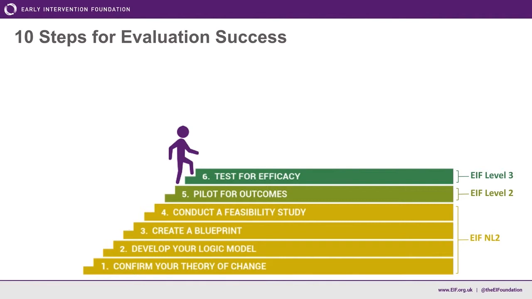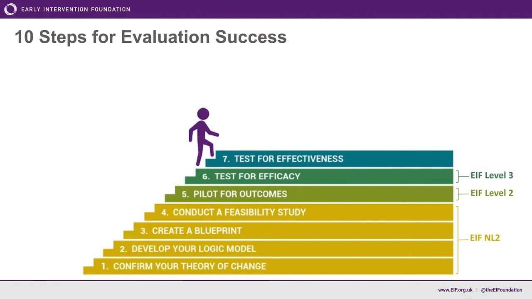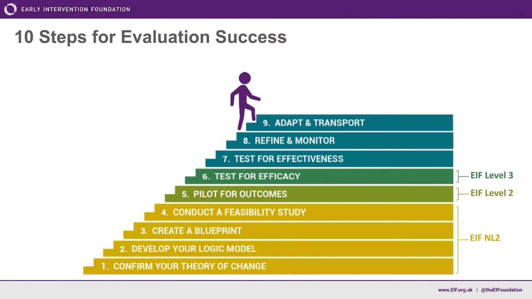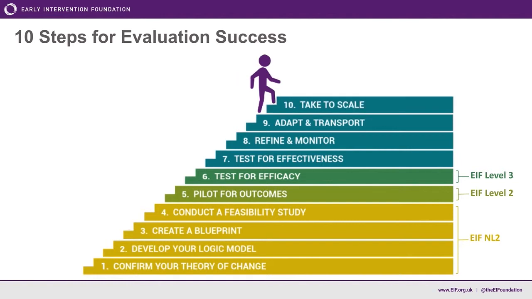In these instances, it is necessary to reconfirm the intervention's positive outcomes with a second rigorous study, referred to as an effectiveness trial, conducted under real-world circumstances over a longer period of time. At this point, it is also useful to refine and monitor the intervention to ensure that it remains effective every time it is delivered, as well as adapt the model so it remains relevant when transported to different contexts and cultures. And finally, take to scale through the creation of training models which allow the intervention to be implemented successfully in multiple places at the same time.